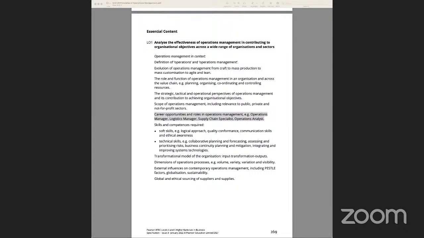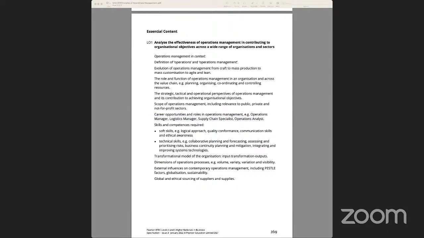When we look at the role of operations management, it would typically involve things like who is an operations manager. We'll be looking at things like the logistics manager and the role of a logistics manager, supply chain analyst or specialist, and then operations analyst. And within the context of career opportunities, we'll also be looking at discussing skills.